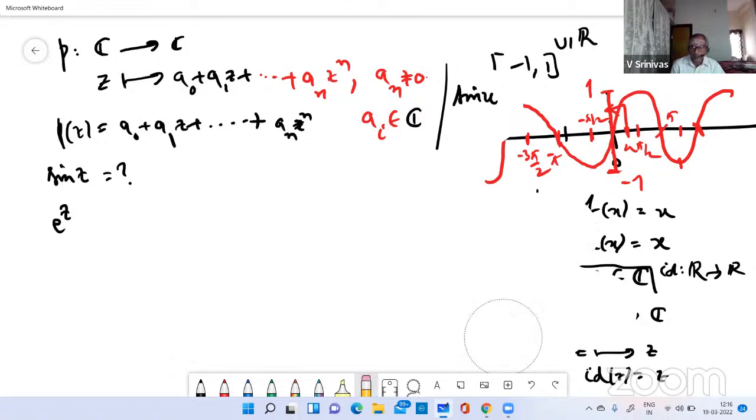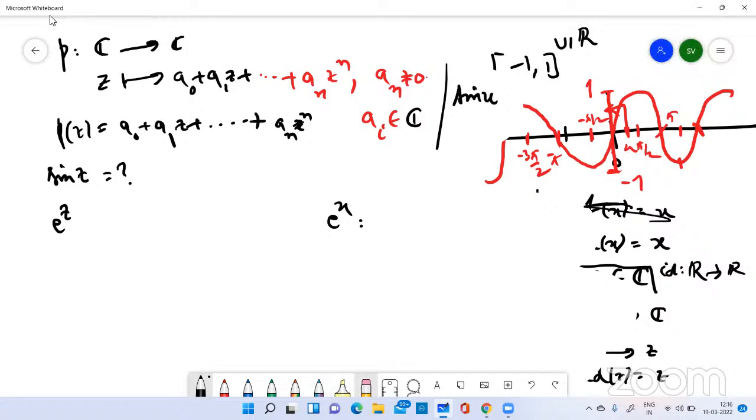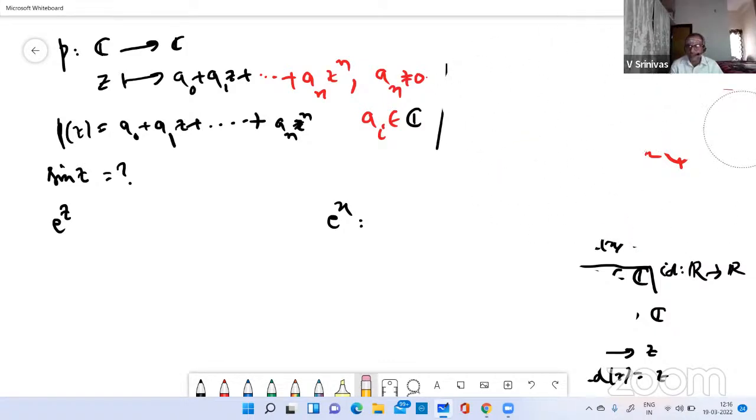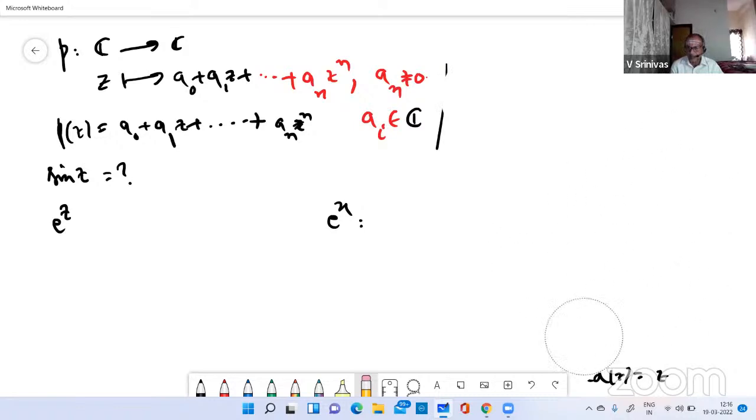Hello, anybody? Can anybody tell me what is the exponential function? What is the exponential function? 1 plus x plus. How does the graph of the exponential function look like?